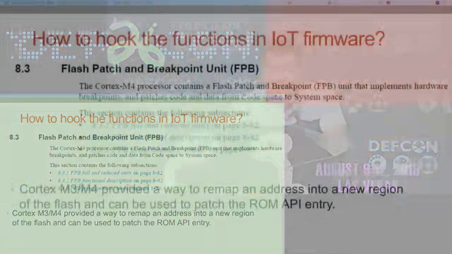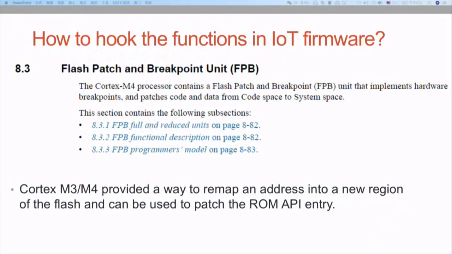The FPB register is one of the registers of the debugging system. Of course, it can be accessed by the JTAG, but it can also be accessed by the code. If we write code like JTAG does, actually, we are implementing a light version of a soft debugger.